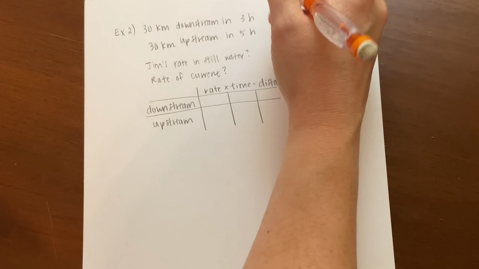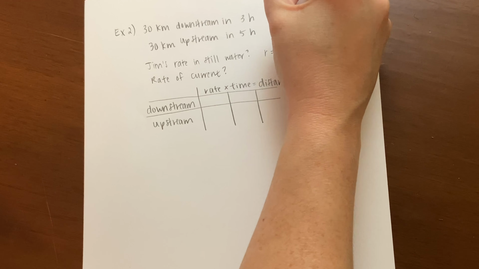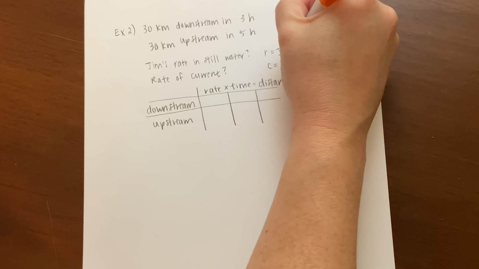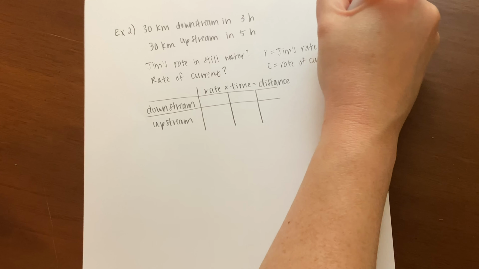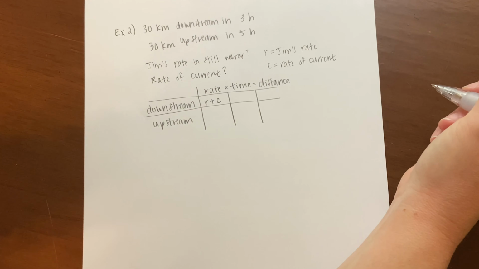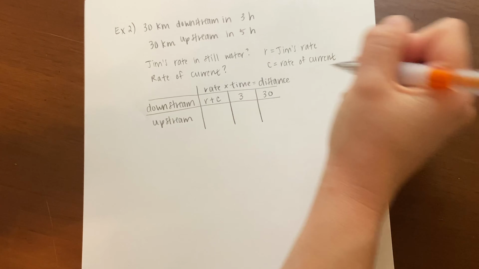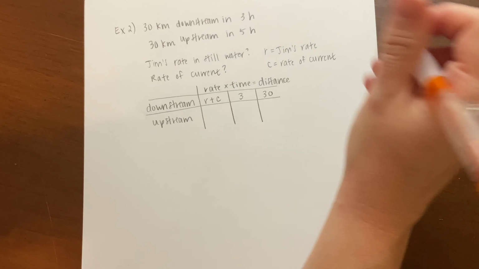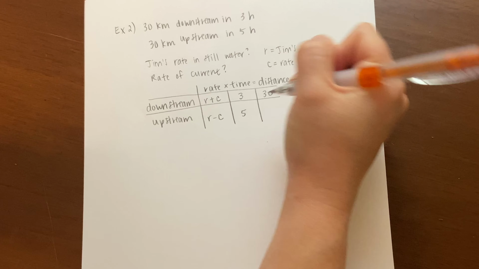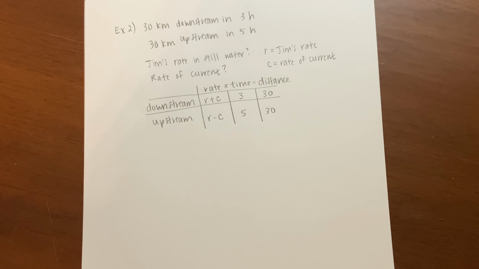Oops, I forgot to define my variables. All right, so let's let R equal Jim's rate and C equal the rate of the current. Okay, so if Jim is going downstream, he's going with the current, so R plus C. That trip takes him 3 hours, and he's going 30 kilometers. When he wants to come back, he's going against the current, so R minus C. That takes him 5 hours, and he's traveling the same distance, 30, because he's going back to where he started.